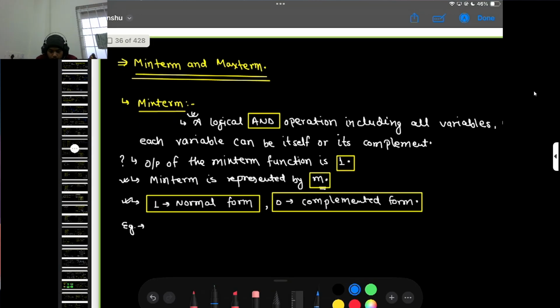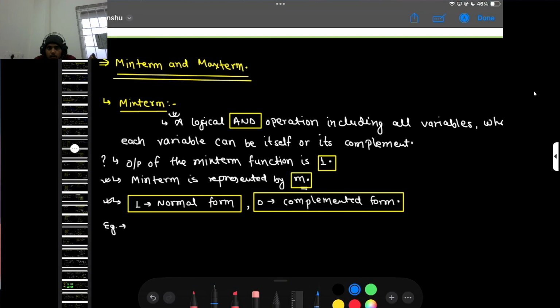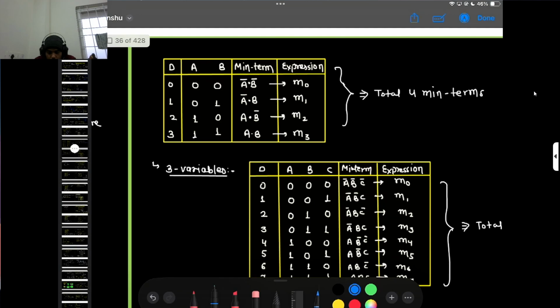And minterm and maxterm. A minterm is a logical AND operation including all variables, where each variable can be itself or its complement. Then the output of the minterm function is 1, and a minterm is represented by a small m. 1 means normal form and 0 means complemented form. So minterm and maxterm.